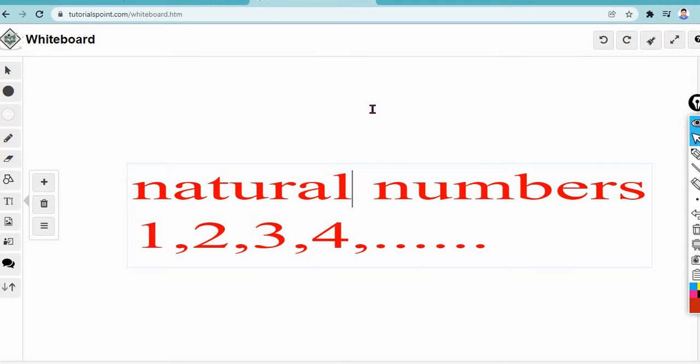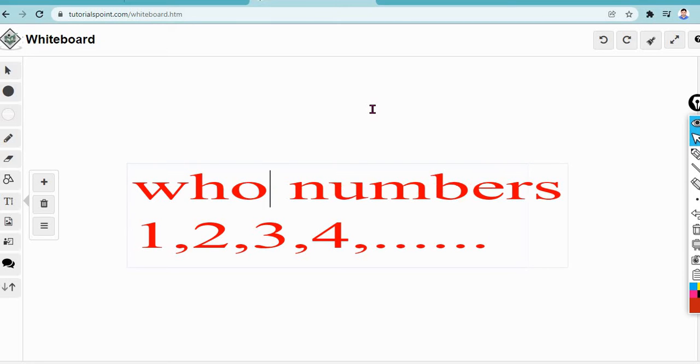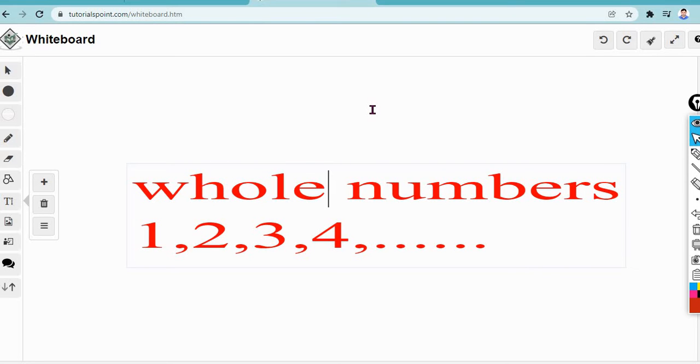Then what are whole numbers? Natural numbers including 0 are called whole numbers. It means whole numbers are 0, 1, 2, 3 and 4 and so on. These are whole numbers. Okay, simple.